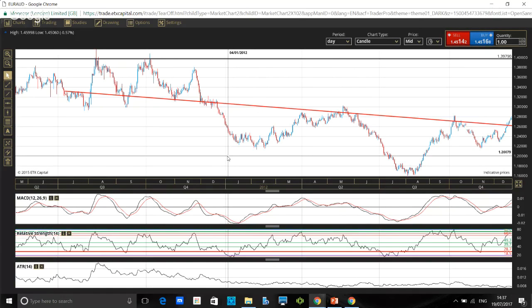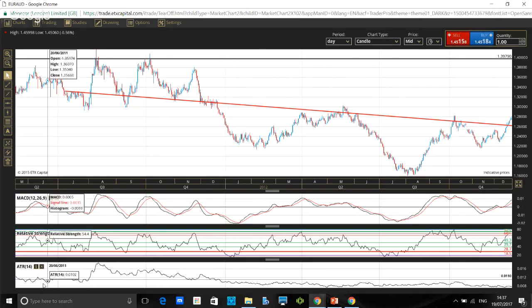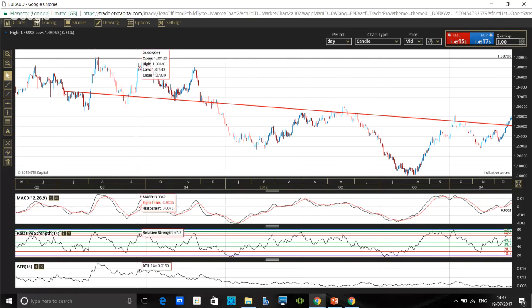The ones I want to pay attention to are the ATR, average true range, and the relative strength index. Those are the 2 I want to pay attention to. We'll talk about the other momentum indicators later in another webinar. But this is the relative strength index and the ATR.